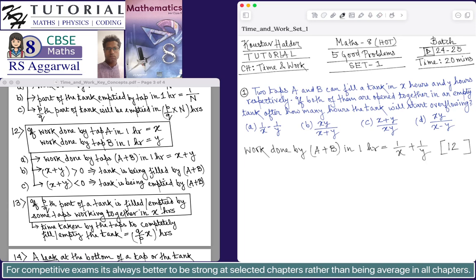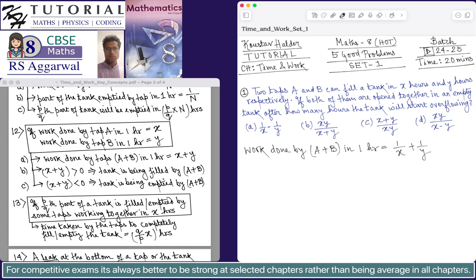Now, I hope you will understand why I am writing that work done by A plus B in 1 hour is 1 by X plus 1 by Y, because 1 by X is actually the work done by tap A in 1 hour, and 1 by Y is the amount of work done by B in 1 hour. And so basically here I have applied two concepts.